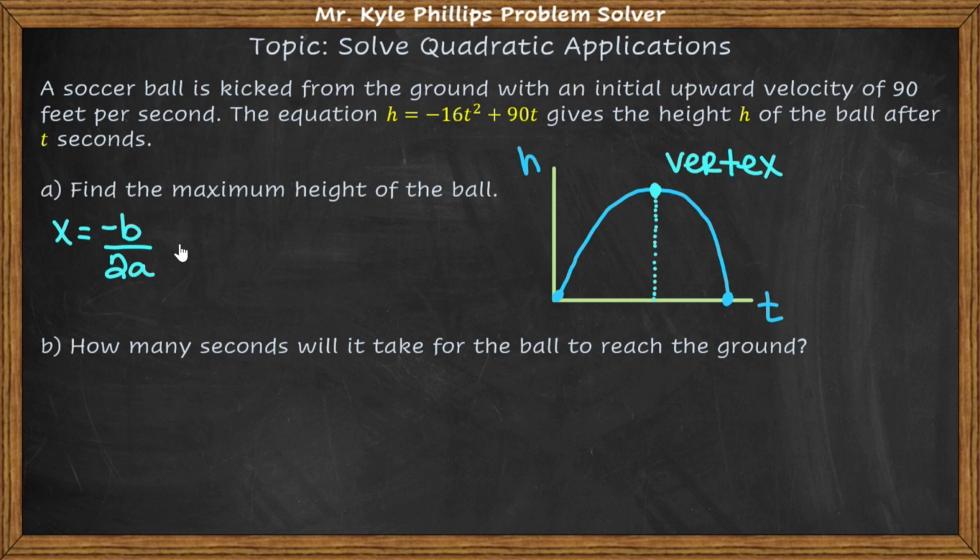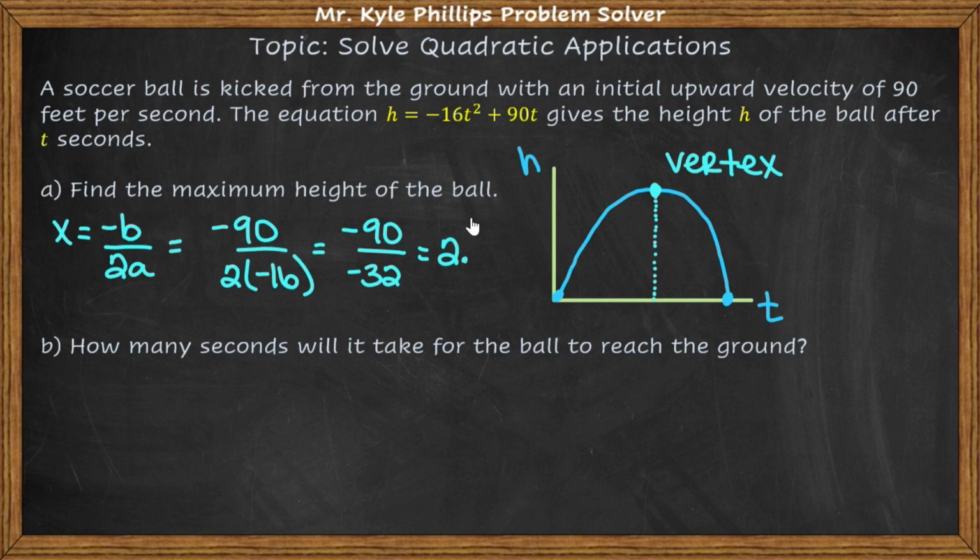So here my b term is 90, so I have negative 90 over 2 times negative 16, my a here. So I have negative 90 over negative 32. So let's find our x. This is going to be 2.81. So at this many seconds, the ball will have a maximum height. So this is 2.81.